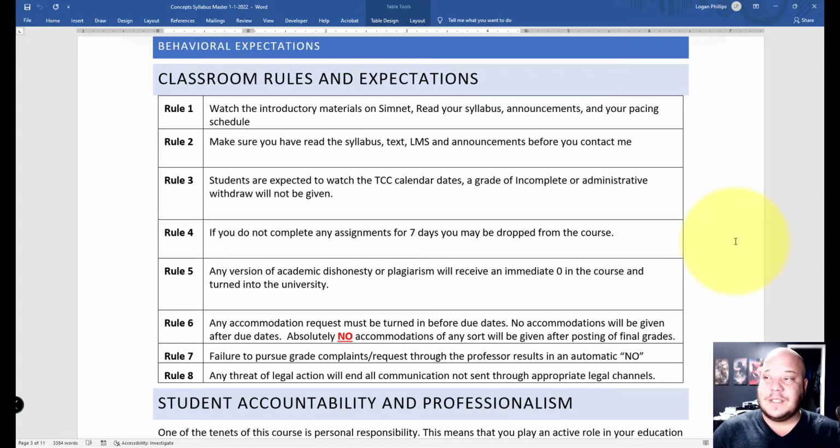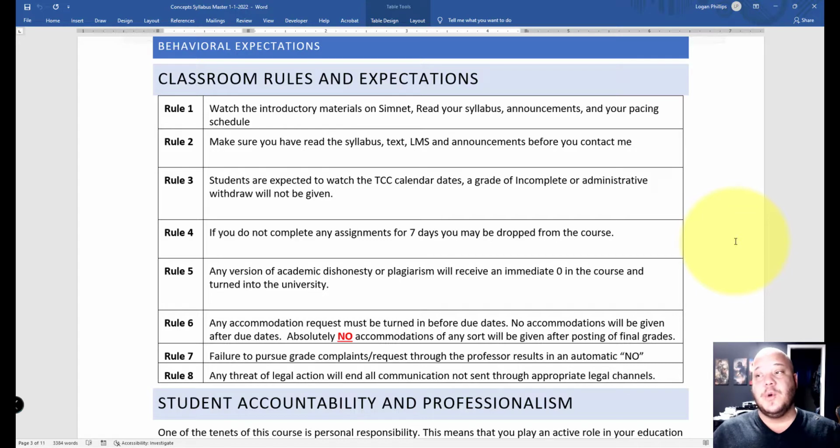Rule 3: students are expected to watch the TCC calendar dates. A grade of incomplete or administrative withdrawal is not given. So this is an important one. You are an adult. We have an academic calendar. You can access it at your MyTCC website. You should know your withdrawal dates. I will not give you an administrative withdrawal or an incomplete in this class for any reason outside of those legally required ones. So just because you missed your withdrawal date and you decide you want to drop the class, you're going to get the grade you earn. You are not going to get an administrative withdrawal or an incomplete from me.